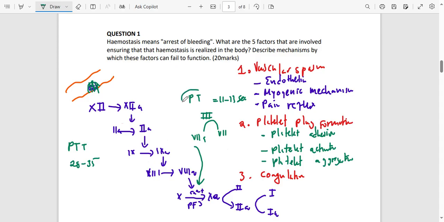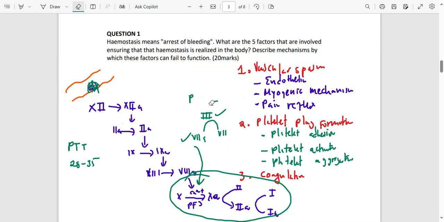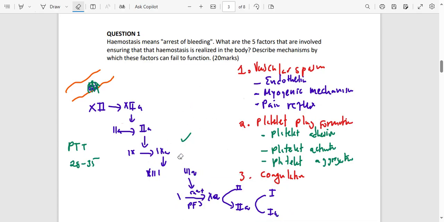So when you are measuring the PT, the prothrombin time, you are basically measuring the activity of factor 3, factor 7, and also these factors that are present in the common pathway. And then for PTT, it is going to be the intrinsic factors. So this is the coagulation part.